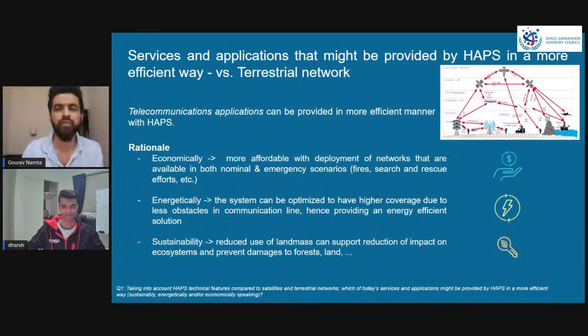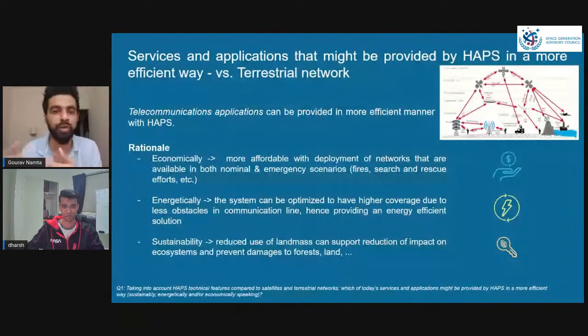Now we'll focus on how HAPS compare to terrestrial networks. Again, the three criteria remain the same: economics, energy, and sustainability. In terms of economics, it's as simple as that. Putting things up in the atmosphere is far more economical than building large structures here on land. But in terms of energy, when things are on land, on terrestrial networks, there are a lot of barriers, and it's not so efficient.